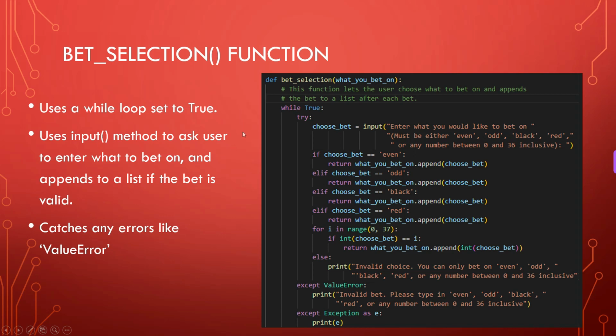This is the bet selection function. Also uses a while loop to ask the user what they want to bet on, and appends it to a list if the bet is valid. It also catches value errors, so you can see what you can bet on: even, odd, black, red, and a range from 0 to 36.